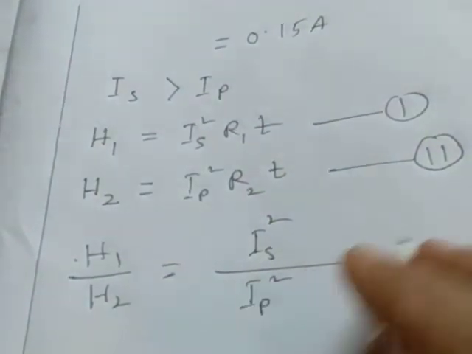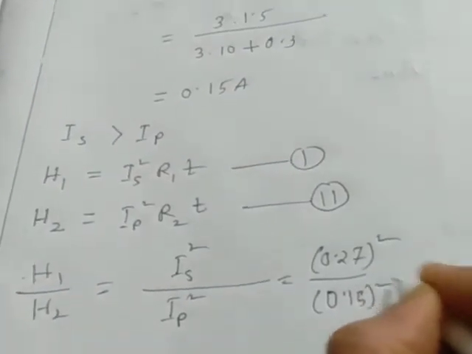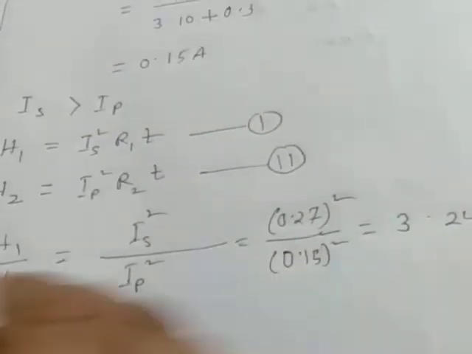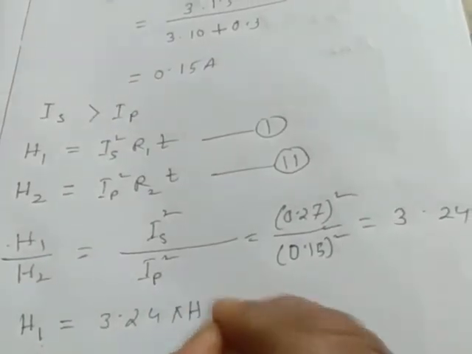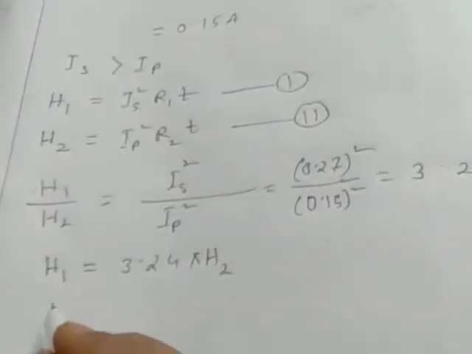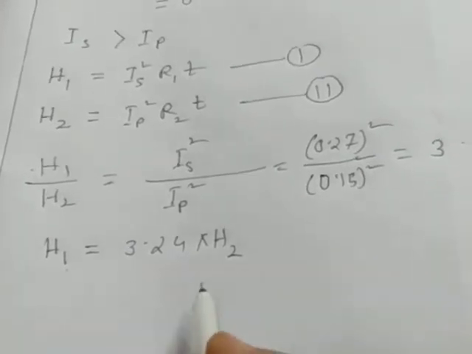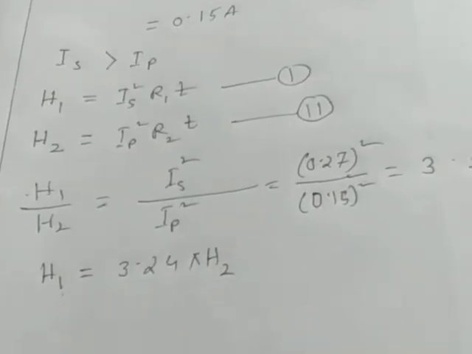R1 and R2 having the same value, so it will be cut. No need to put down that. 0.27 by 0.15 equal to 3.24. That means H1 equal to 3.24 into H2. So the heat produced through R1 will be more than the heat produced through R2. The answer is this. Very simple. This type of simple question comes in the board exam.